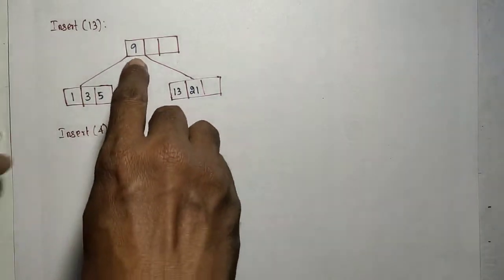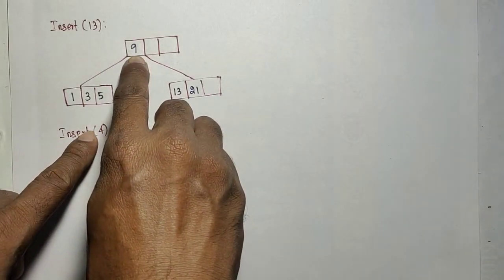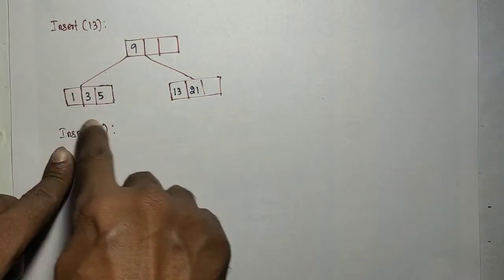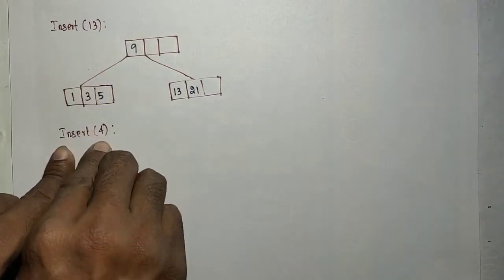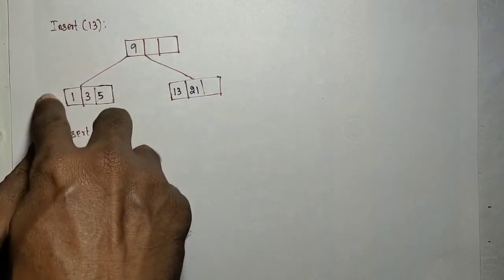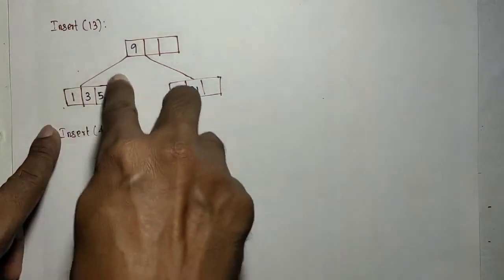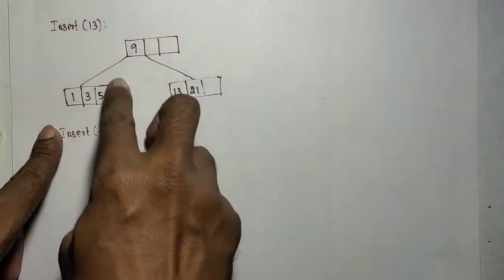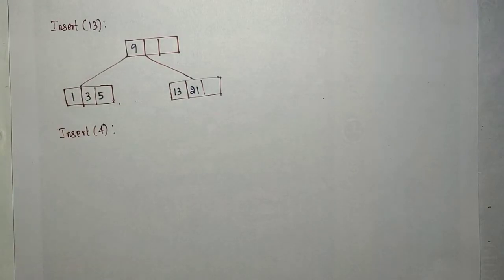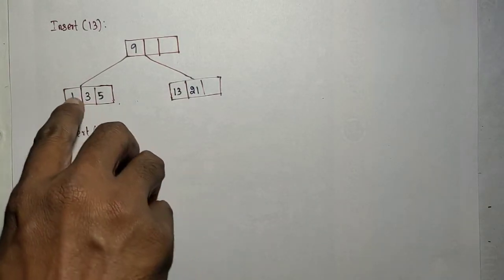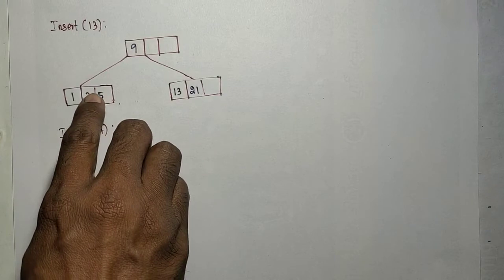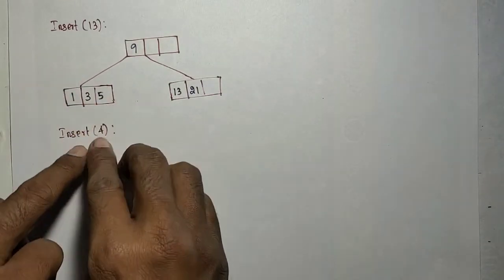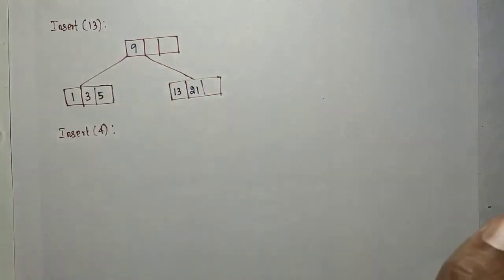Now you look for the space. 4 is lesser than 9, so I have to go here. Here it is a leaf, so I can insert the 4 into this leaf. You look for whether empty space is available in that leaf. If it is available, we can simply store it directly.